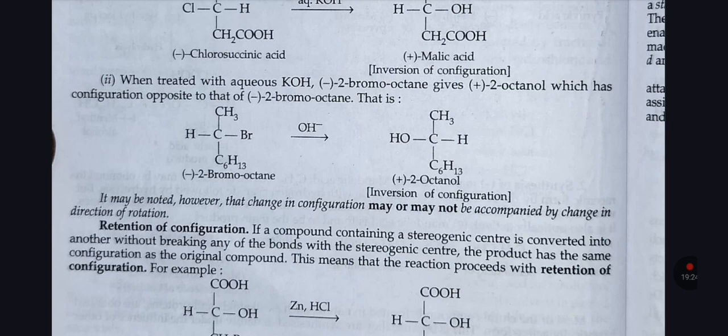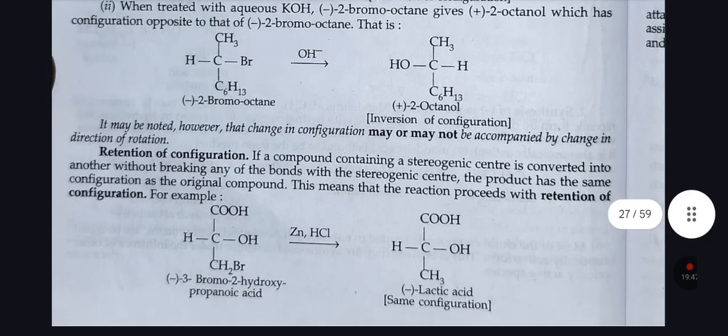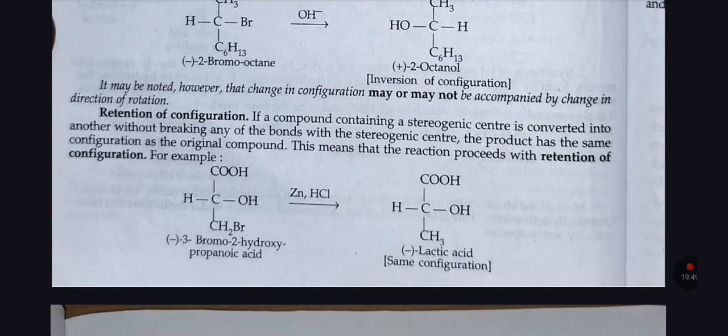Retention of configuration: if a compound containing a stereogenic center is converted into another without breaking any of the bonds to the stereogenic center, the product has the same configuration as the original compound. This means the reaction proceeds with retention of configuration. For example, minus 3-bromo-2-hydroxypropanoic acid on reaction with Zn and HCl will give minus lactic acid, with the same configuration.